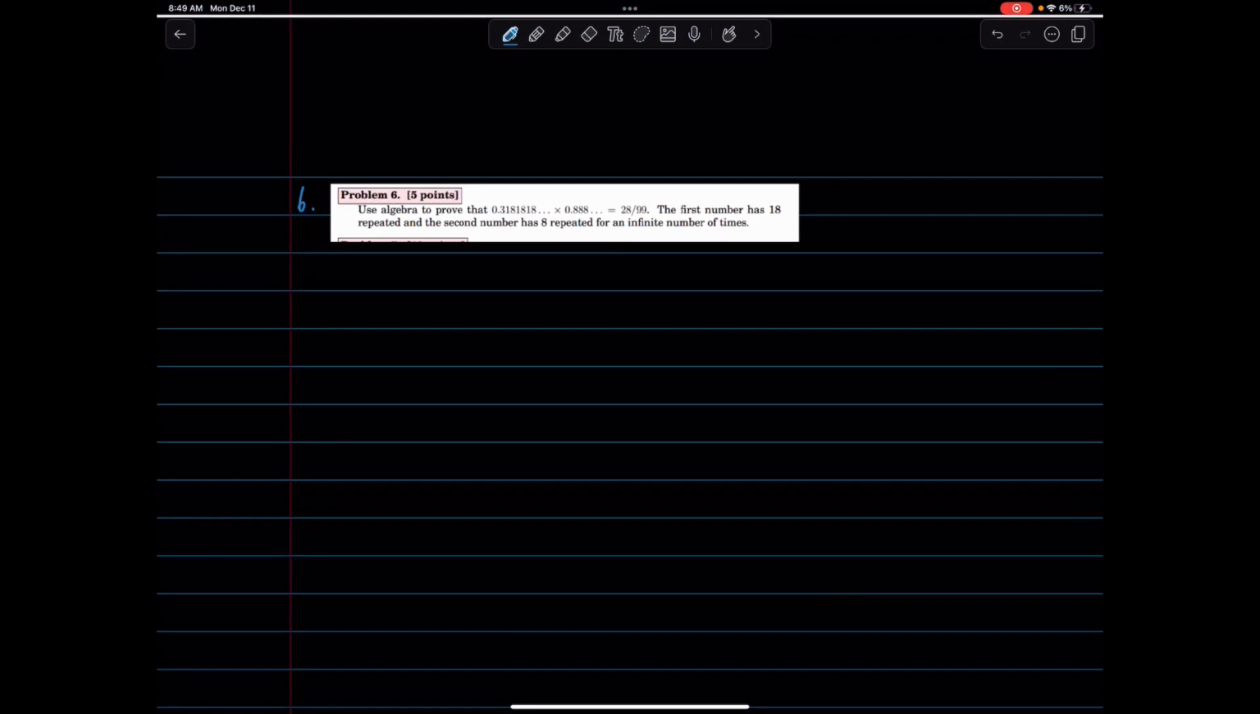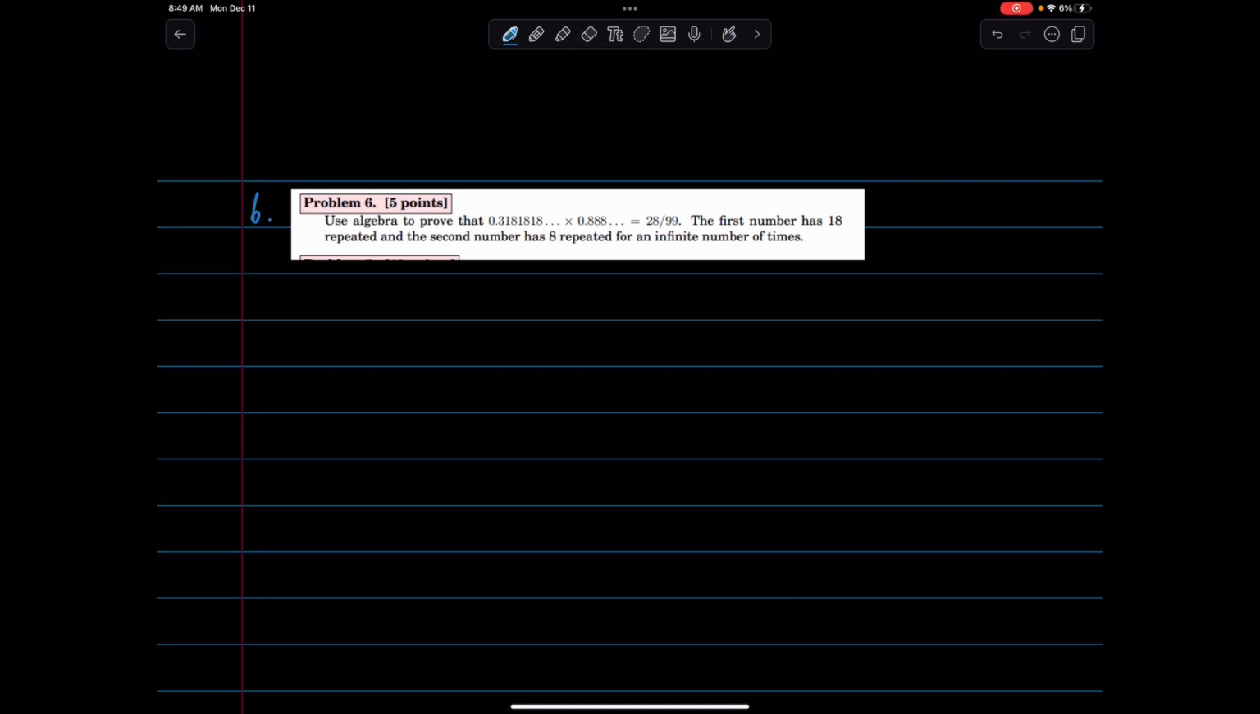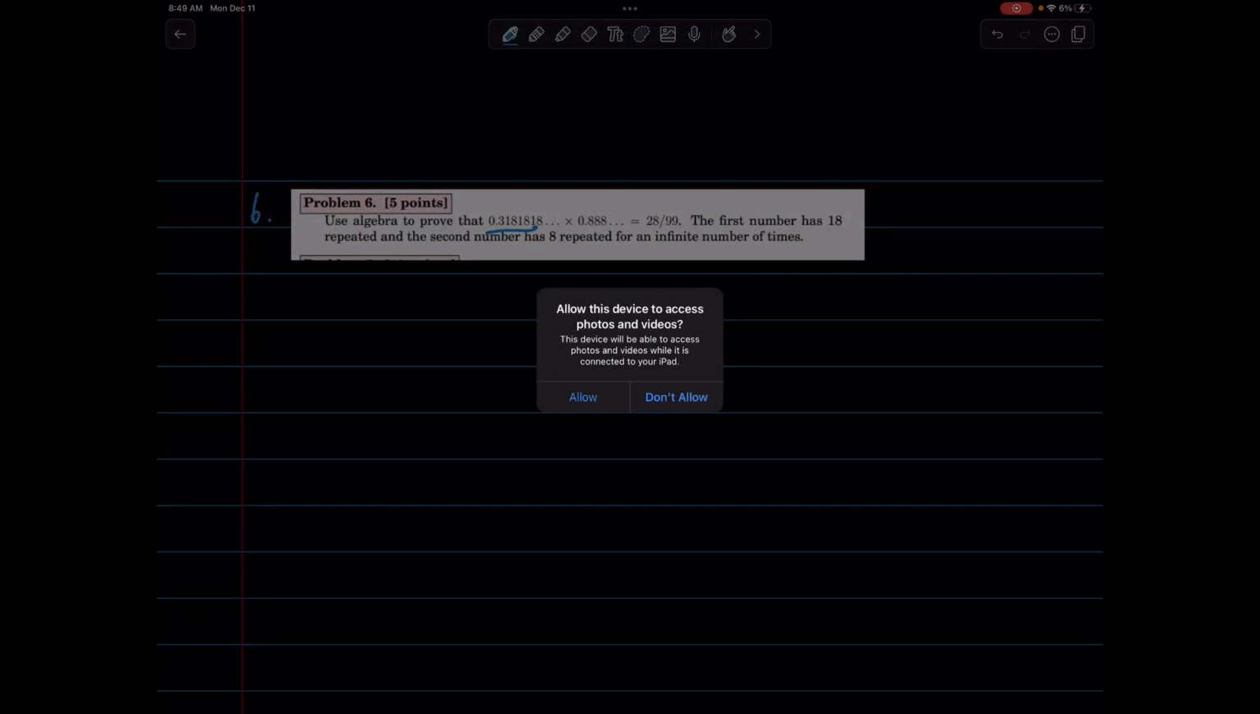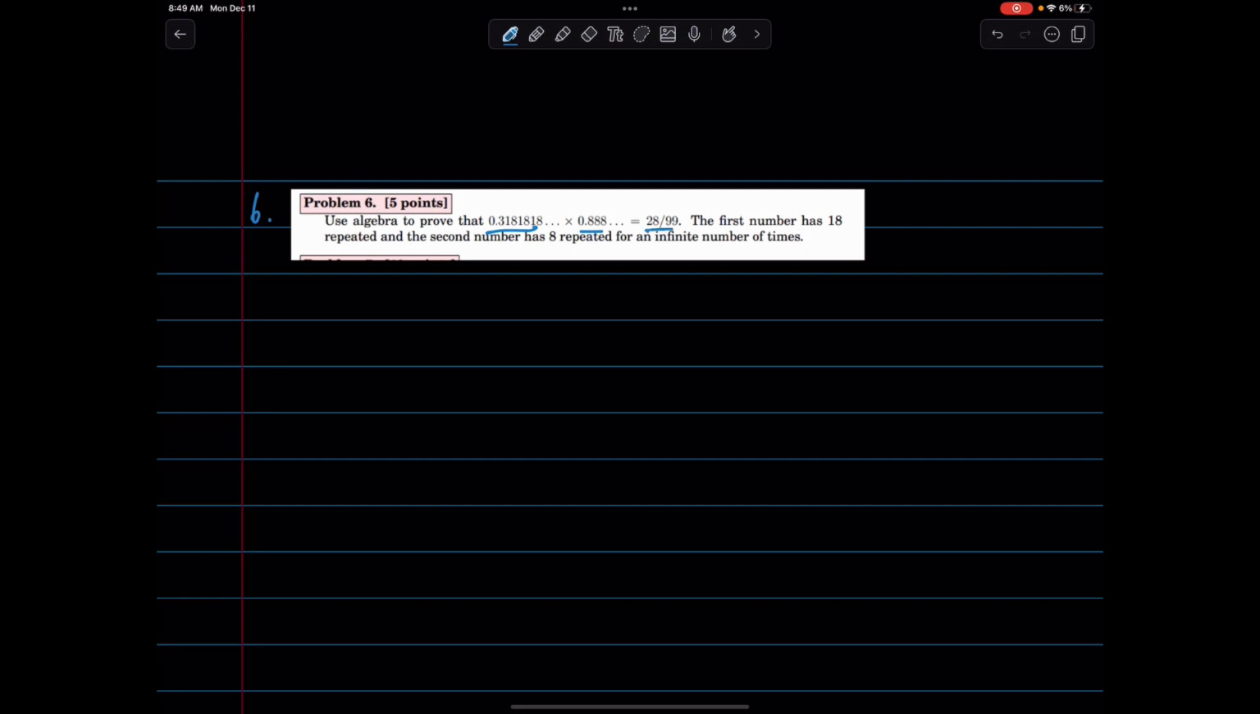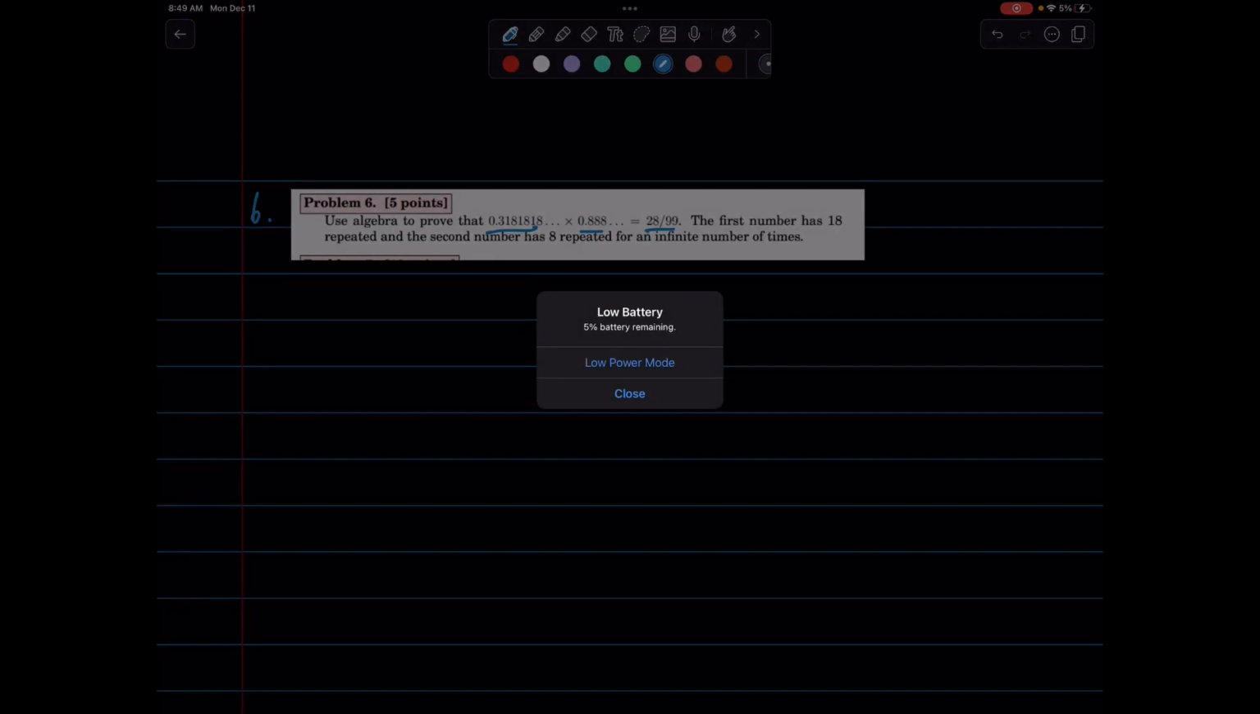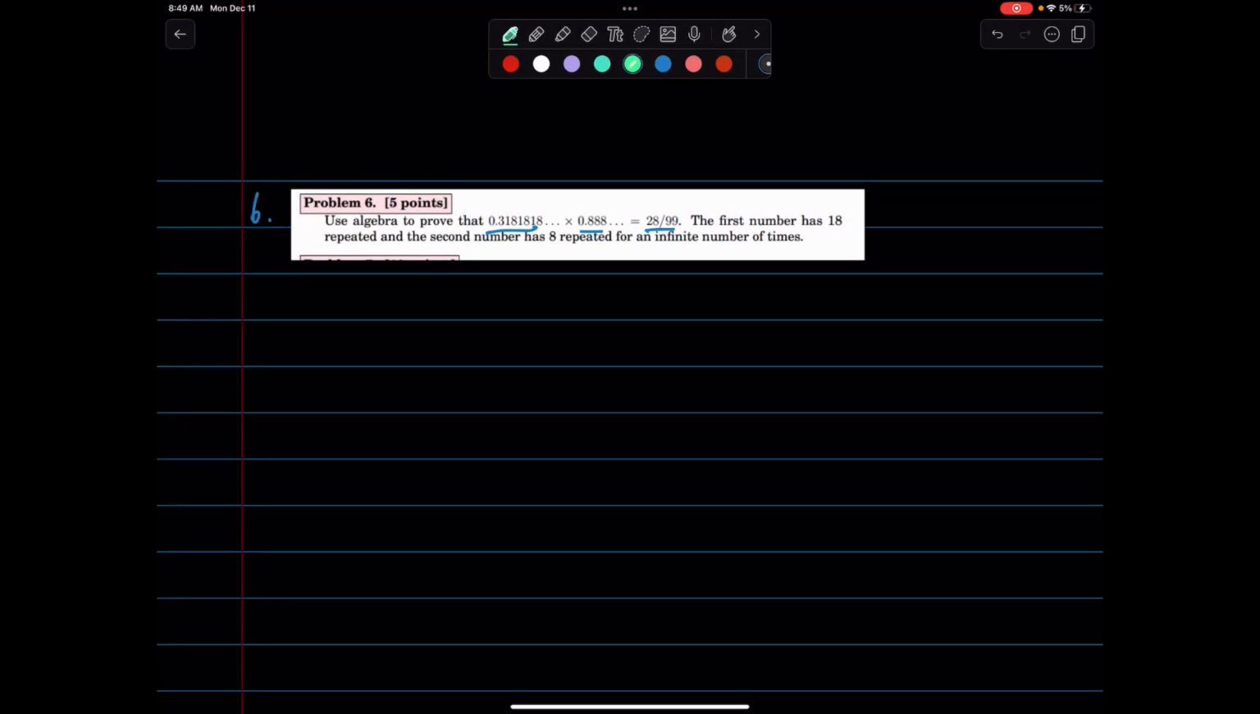This is like an algebra type question. So it says, use algebra to prove that 0.318 with 18 repeating, times 0.888 with 8 repeating, is equal to 28 over 99. Alright, so let's do this.